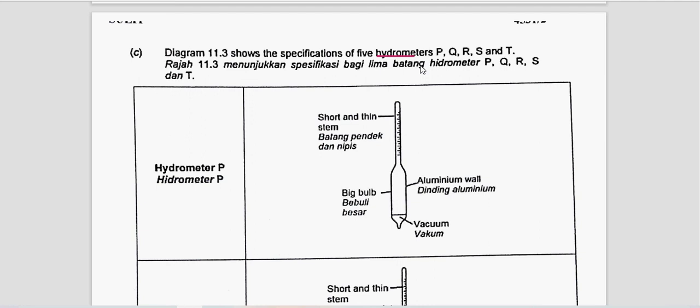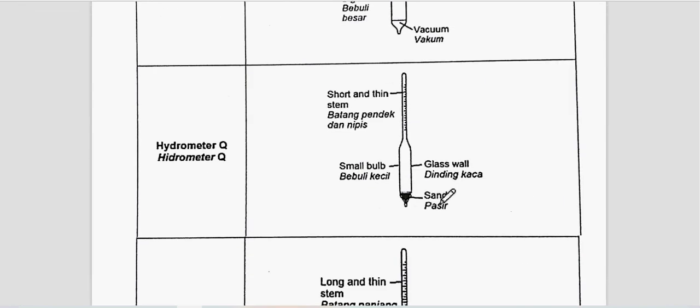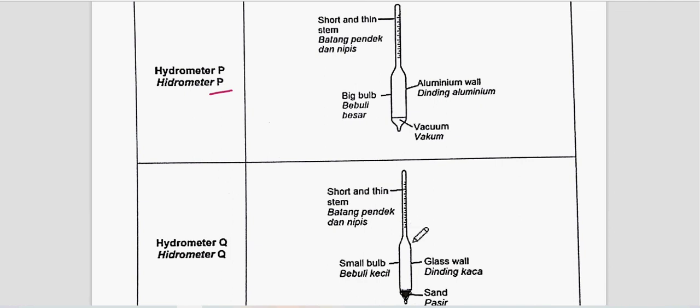Okay, so we have 5 hydrometers, P, Q, R, S, T, with diagrams like this. Okay, nampak kan? Labelled short and thin stem, and then big bulb, aluminium wall, vacuum. Down here they put vacuum. So look at hydrometer Q. So apa bezanya? Nampak bezanya will be at this part. Big bulb here, this one is small bulb. And then the other one has an aluminium wall, but Q has a glass wall. And then vacuum down here, Q has sand.